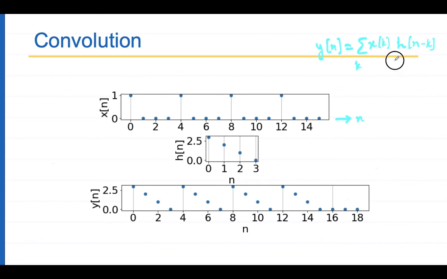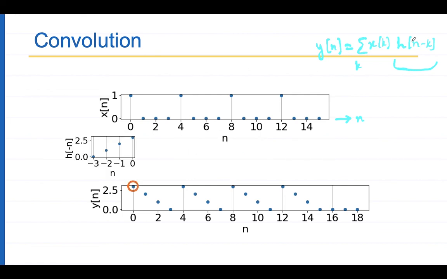Now, what is this h of n minus k? If I were to draw it with respect to k, you reverse it and shift it by n. Let me show you. Let us say in the first case n is equal to 0, which means you just flip it. For k equal to 0, this is the value h0. For k equal to 1, this will be h of minus 1. In this way, this is my h of minus k.